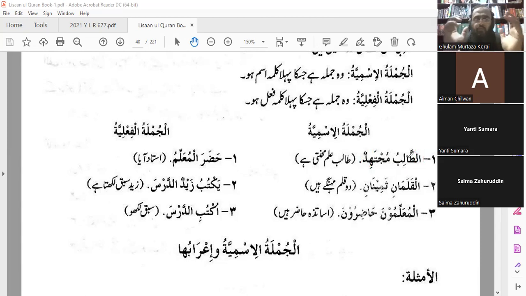So let me tell you a few very important things about the Jumlatul Ismiya. Number one, the Mubtada is always Ma'rifa, it cannot be Nakira. Always. Yes, in some situations, as we learn together, the Nakira can also be a Mubtada, but that comes after the Khabar. That is Mubtada Mu'akhar. I will give you some examples later on. So Mubtada is always Ma'rifa, and Khabar is always Nakira.